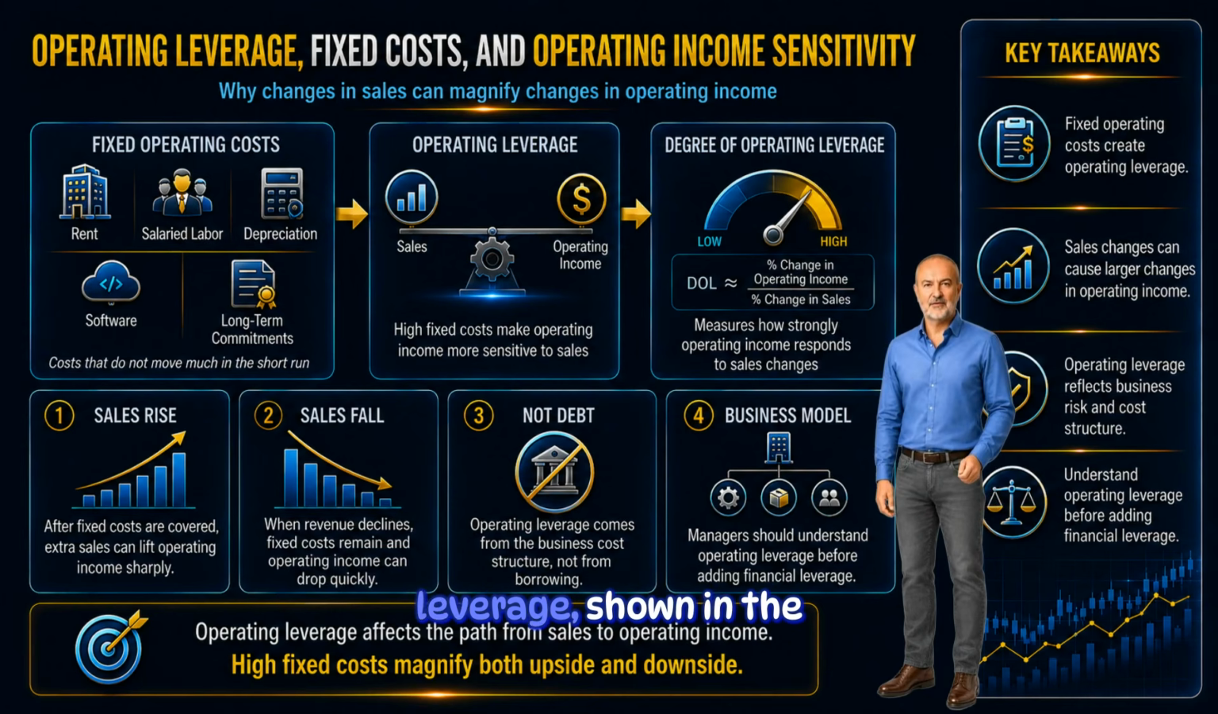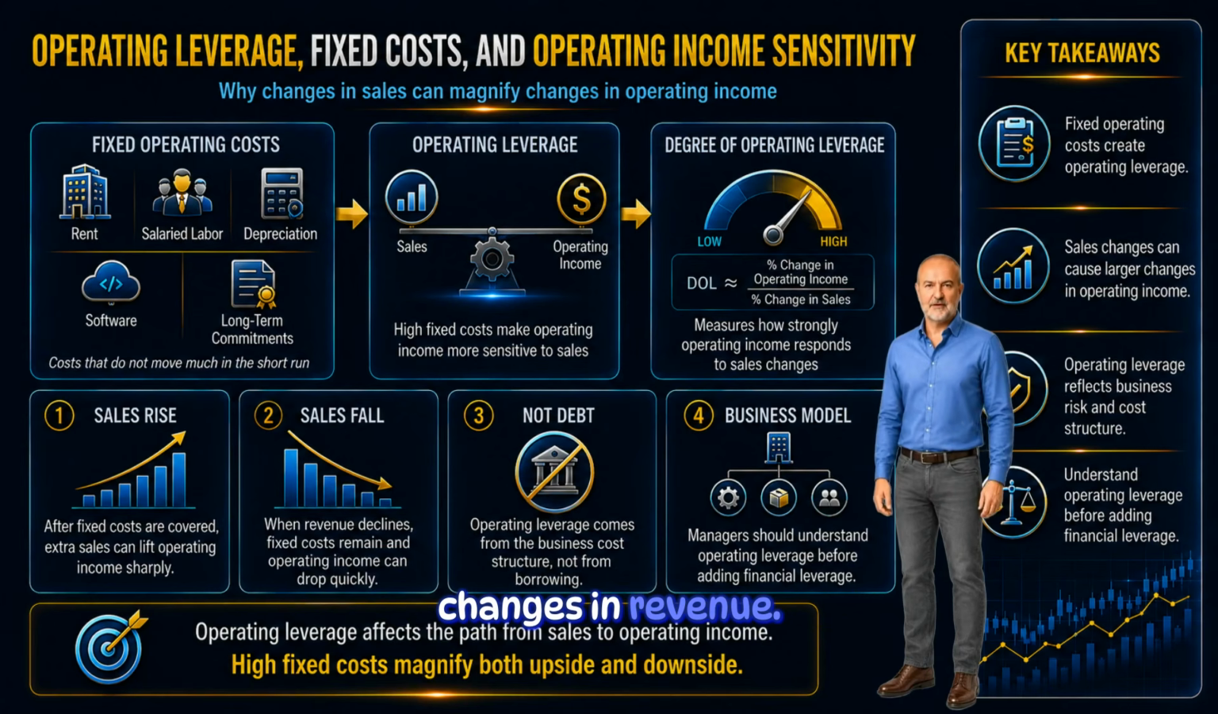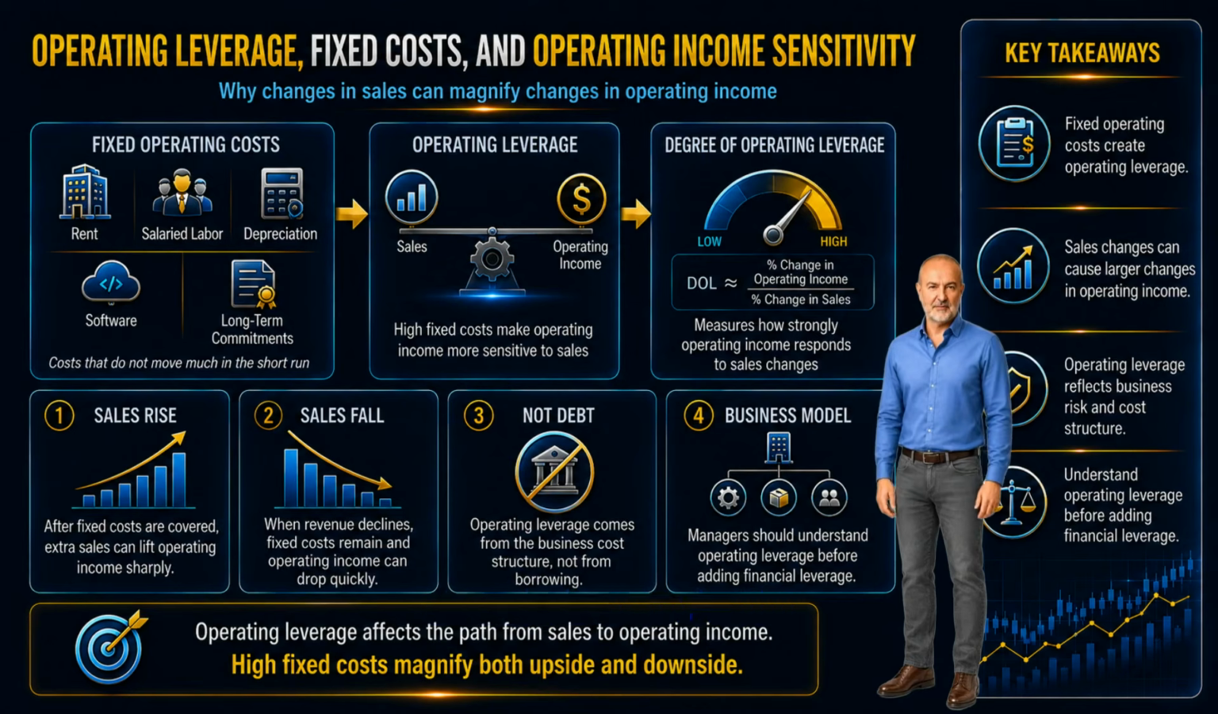The degree of operating leverage, shown in the background visual, measures how sensitive operating income is to changes in sales. Operating leverage affects the path from sales to operating income. A firm with high operating leverage may benefit greatly when sales grow, but it may also suffer greatly when sales decline. That is why operating leverage is closely related to the firm's business model. It tells us how strongly operations respond to changes in revenue. Before managers add financial leverage, they should first understand the operating leverage already built into the business.